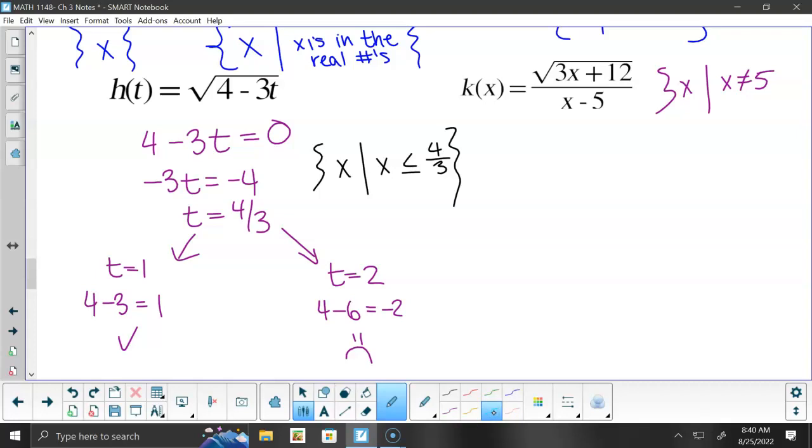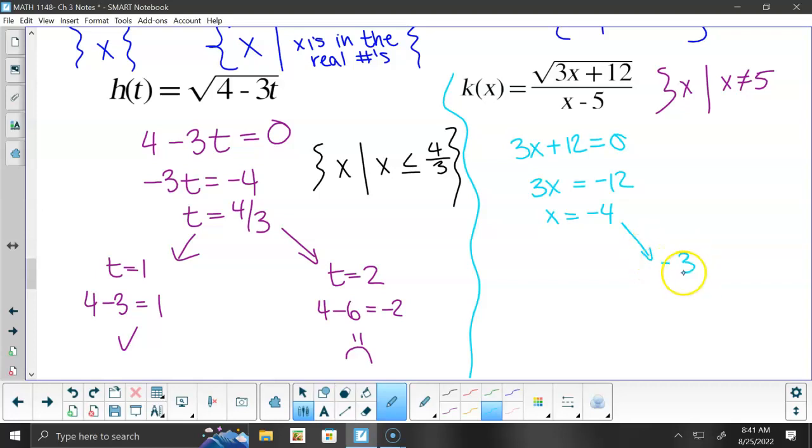So we're doing exactly what we did on that last one. 3x plus 12 equals 0. x equals -4. So a number on the right of -4 on a number line would be -3, and on the left, -5. Which one's going to cause the problem? -3 or -5?